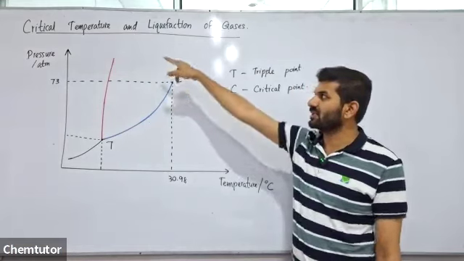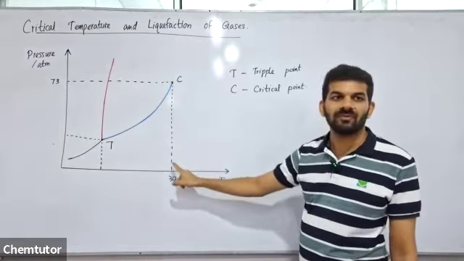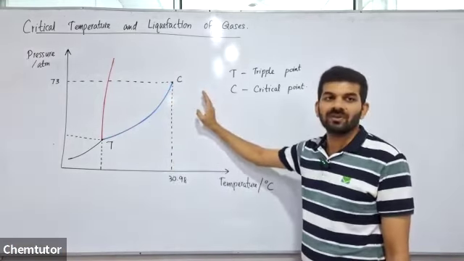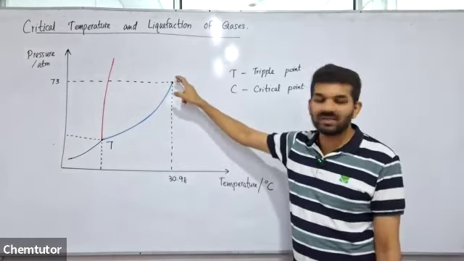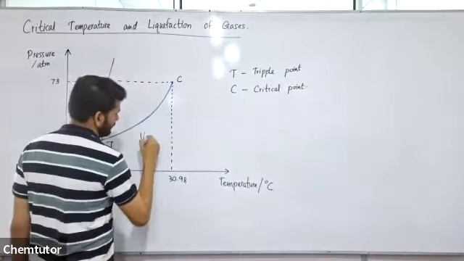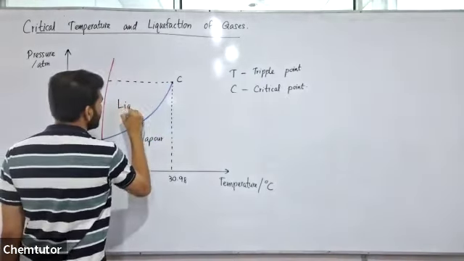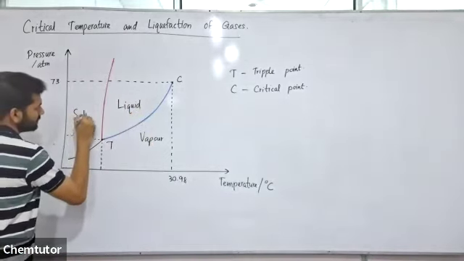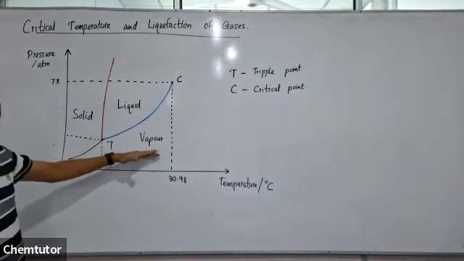According to our explanation regarding the critical temperature, this is the temperature at which, or above which, the gases cannot be liquefied again. That's why the curve will stop over here, because this is the vapor phase. And this is the liquid phase. And this part is a solid. Right. Solid, liquid, and vapor.